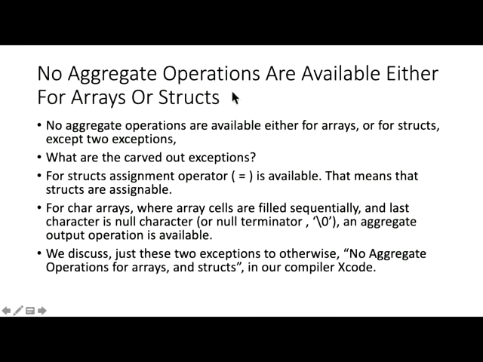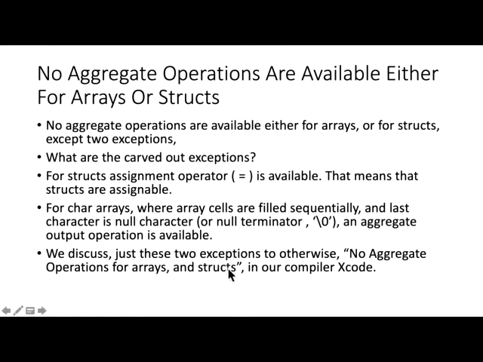So no aggregate operations are available either for arrays or structs, except two exceptions. What are the carved out exceptions? For struct, the assignment operator is available, and that means structs are assignable, and we'll demo that in our compiler in a minute.